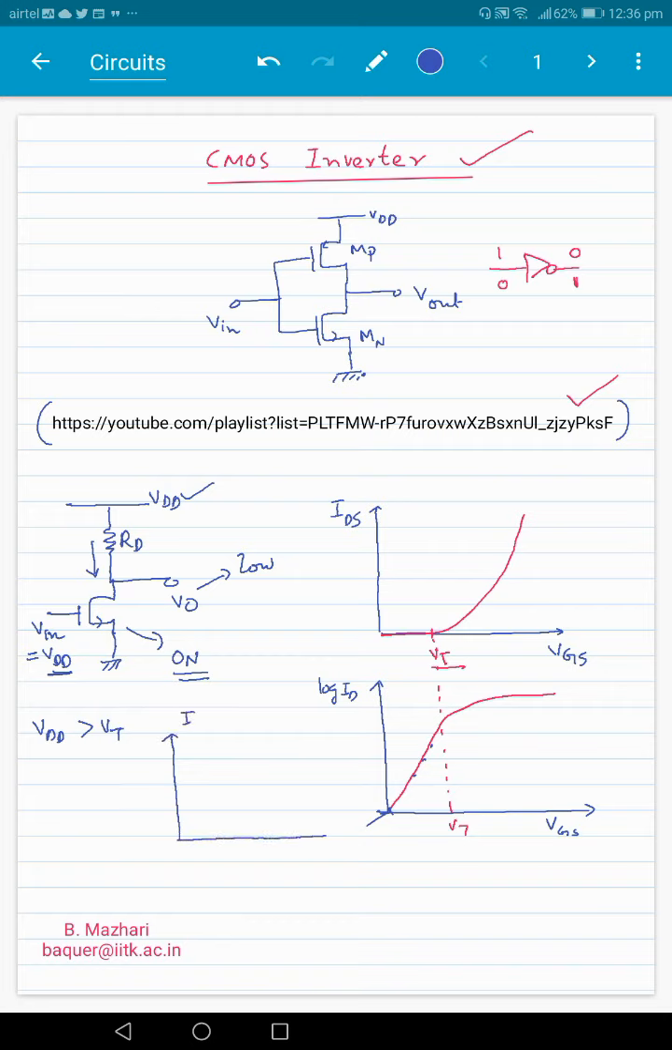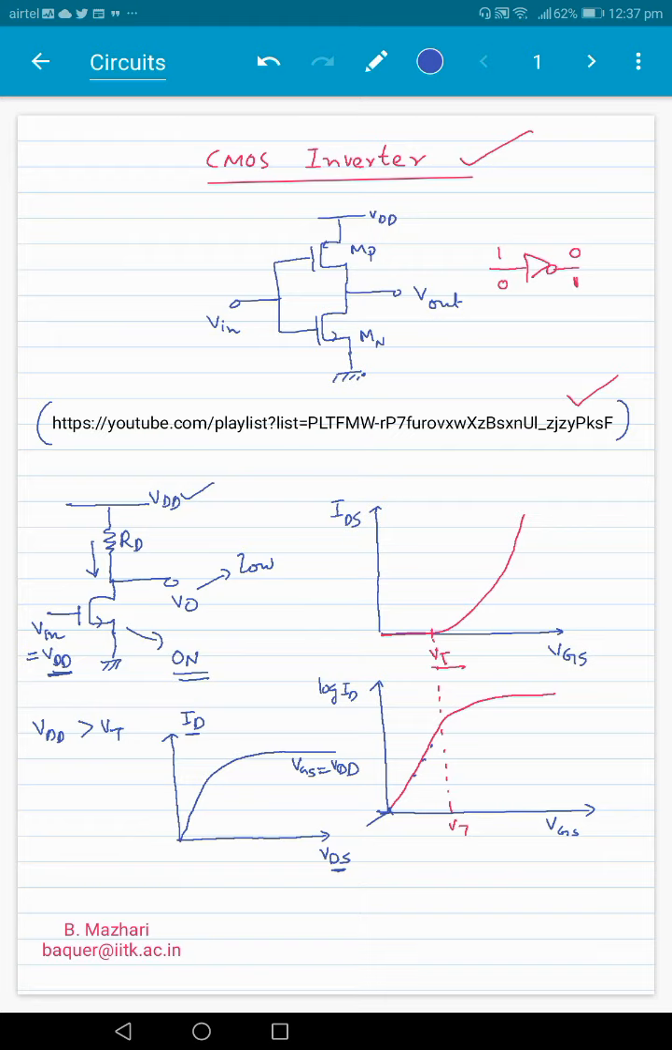ID, now I'm plotting ID versus VDS. For a gate voltage of VDD, the characteristics would look like this. This is for VGS equal to VDD. So this is for a fixed VGS. The characteristics ID versus VDS, we call this the output characteristics, looks like this.